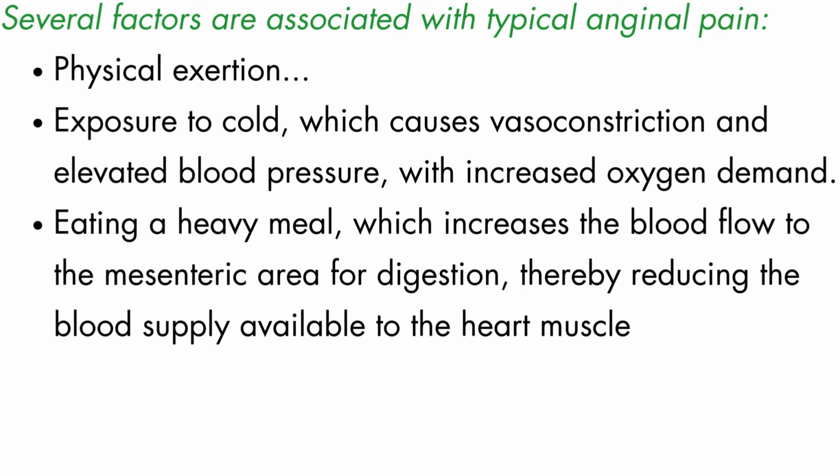Physical exertion, which precipitates an attack by increasing oxygen demand. Exposure to cold, which causes vasoconstriction and elevated blood pressure with increased oxygen demand. Eating a heavy meal, which increases the blood flow to the mesenteric area for digestion, thereby reducing the blood supply available to the heart muscle. In a severely compromised heart, shunting of blood for digestion can be sufficient to induce anginal pain.